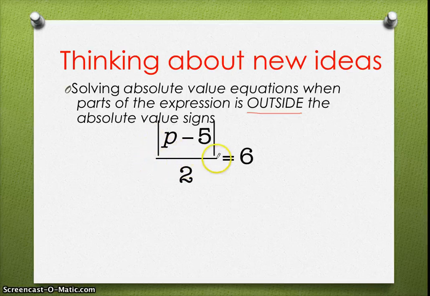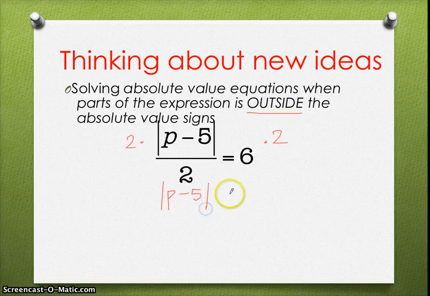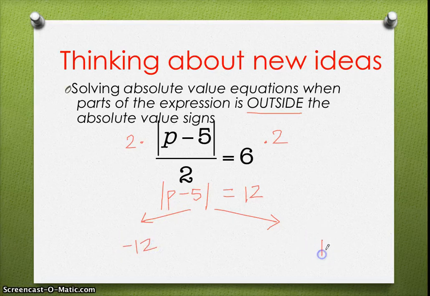Parentheses are keeping those expressions inside. So we know that there's something that's happening on the outside, and that's divide by 2. We want to get rid of that division of 2 by using the inverse, which is multiplying by 2. We do this so that we can have the absolute value of p minus 5 equals 12. We can now, from here, break it up into two separate situations, because we know that the value p minus 5 must either equal negative 12 or positive 12 in order to have the distance be 12 from 0.